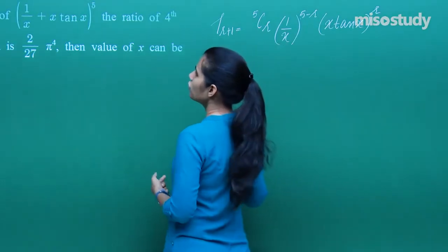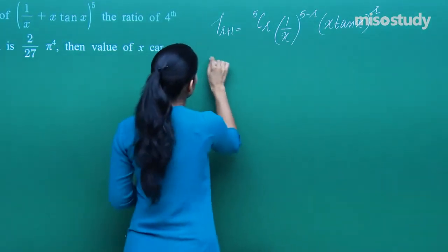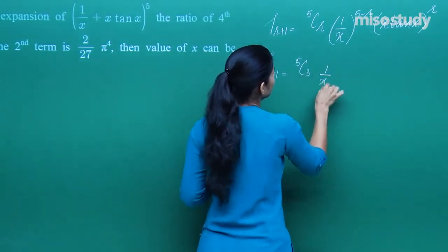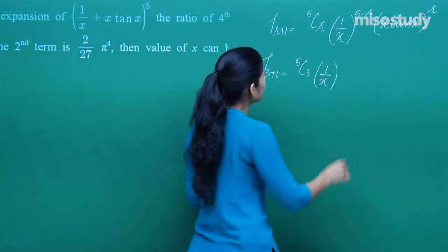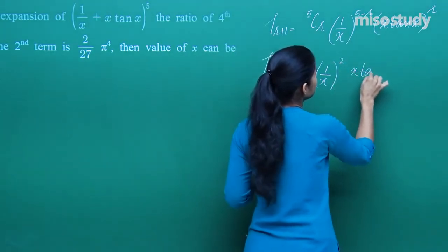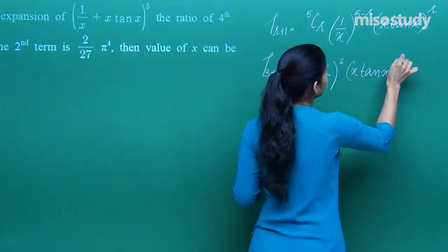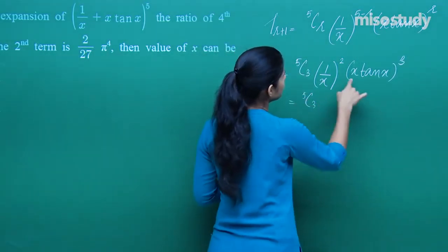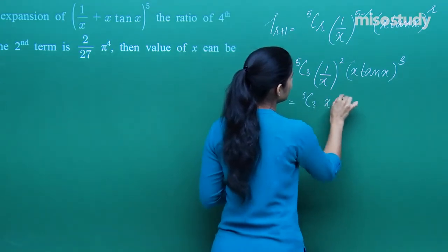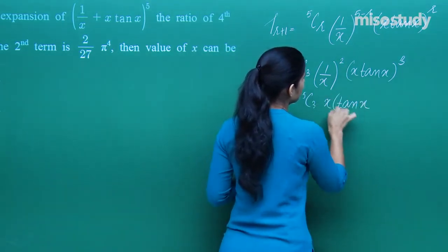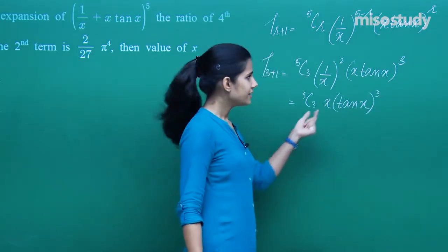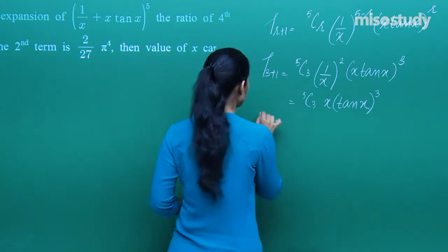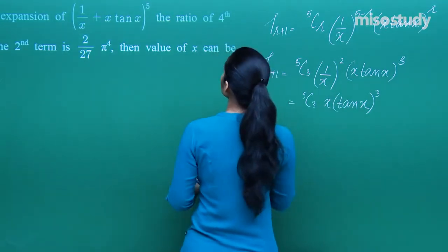So you have ratio of 4th term to the 2nd term. What is 4th term? 4th term is 5C3 (1 upon x) to the power 5 minus 3, (x tan x) to the power 3. So this gives you 5C3, this is x cube and this is x square, so you're left with (x tan x) to the power 3. Right? This was x cube, this is x square, so just left with a single x over here and tan x whole cube. Similarly, this is the fourth term.